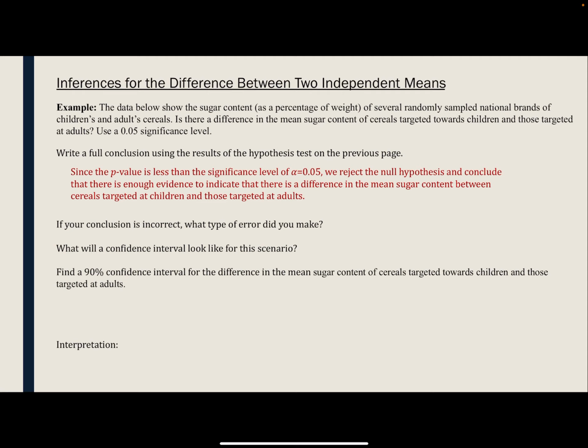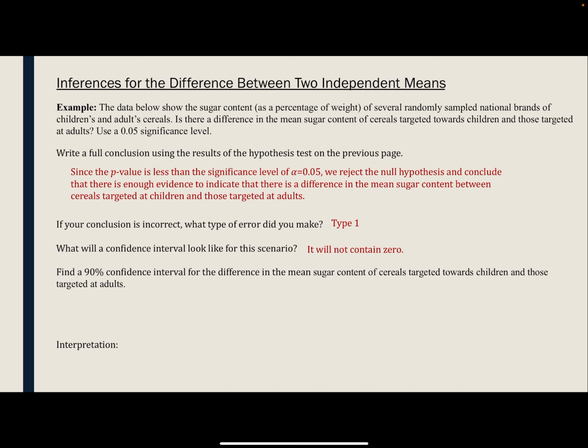Before we do that, it says, if your conclusion is incorrect, what type of error did you make? Again, remember that if you reject the null hypothesis, you have possibly made a type 1 error. With a p-value this low, the chance that we made any error is extremely close to 0. So we probably did not make this type 1 error. Since we rejected the null hypothesis, what will the confidence interval look like in this scenario? Since we rejected the null, 0 cannot be in the confidence interval. Now, because we used a not equal to sign in the alternative hypothesis, we don't know if this is going to be an interval that is completely positive or completely negative. I think you could probably guess. But at this point, we're going to pretend like we don't know and say it can be either one.